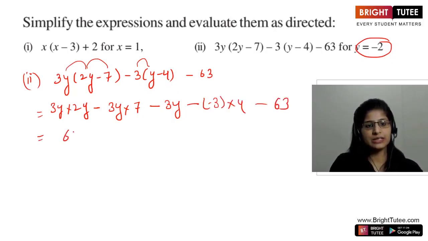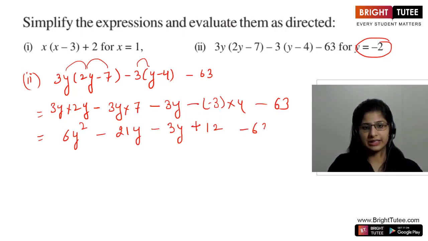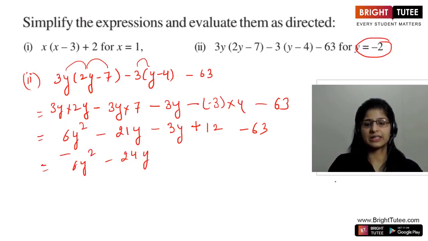So 3 into 2 is 6y square, minus 21y, minus 3y. Minus of minus will become plus, 3 fours is 12, then minus 63. So we get 6y square minus 21y minus 3y, which becomes minus 24y. Then 12 minus 63. From 63 we subtract 12. 3 minus 2 is 1 and 6 minus 1 is 5. So we get 51, and it will be a minus because 63 is greater here.